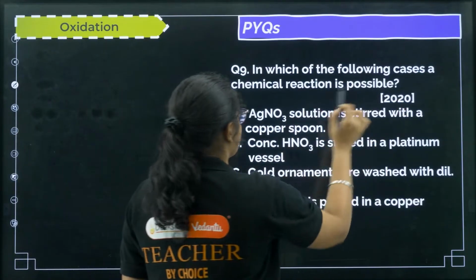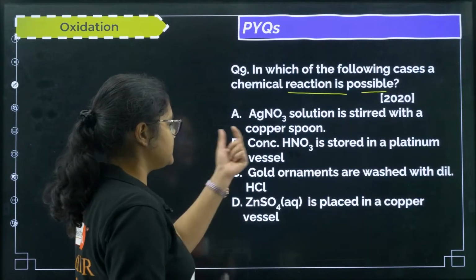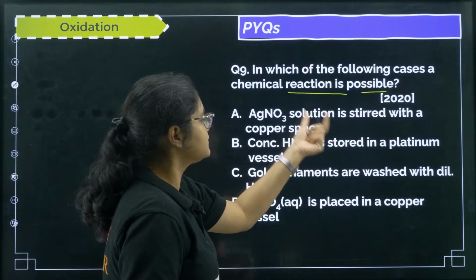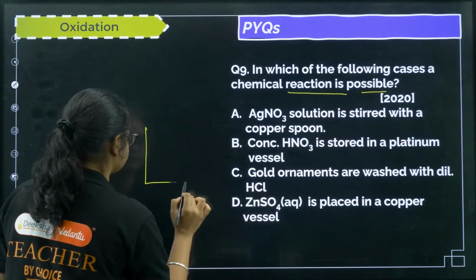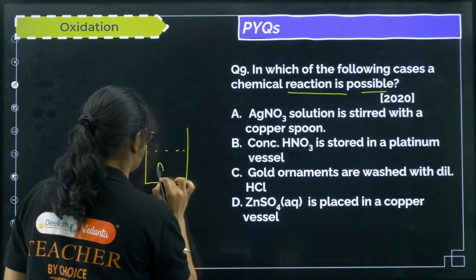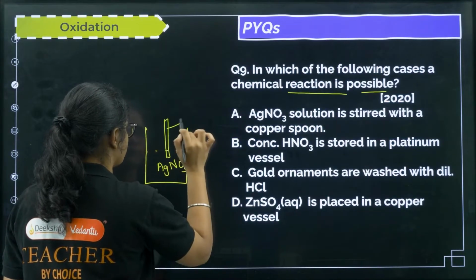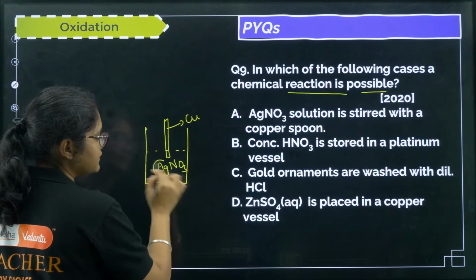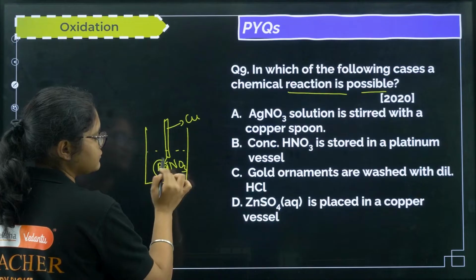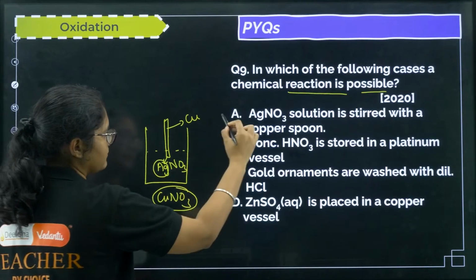Next, in which of the following cases a chemical reaction is possible? Okay, so now if you see AgNO3 solution is stirred with a copper spoon. So if you have a solution of AgNO3, okay, and a spoon of copper, right? So now what happens, the copper is more reactive than silver, so copper can replace this one, okay, and we can get copper nitrate and a chemical reaction can take place here.